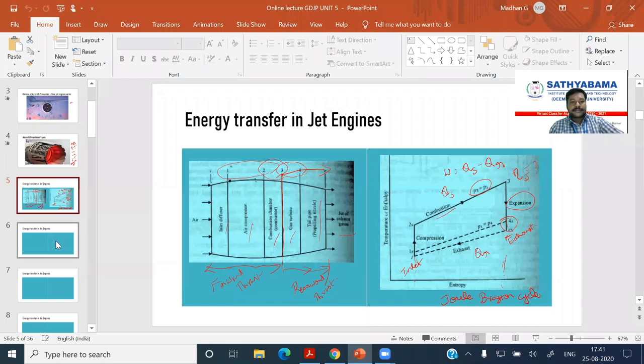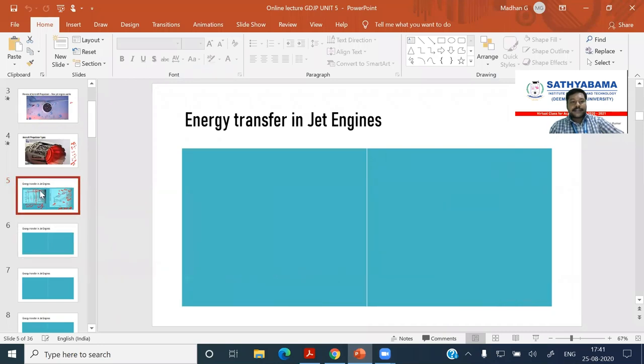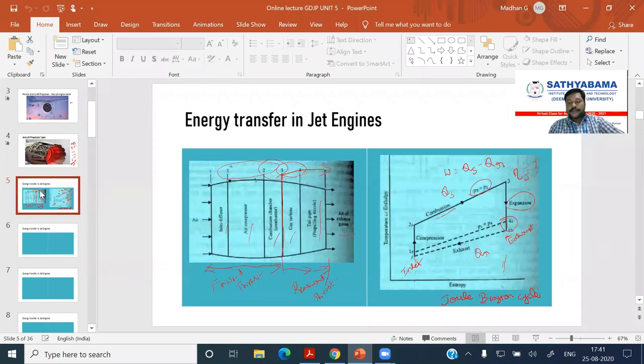Yes. Right. In the last class, we discussed these components and how they behave isentropically. In today's class, we are going to deal with energy transfer in jet engines.